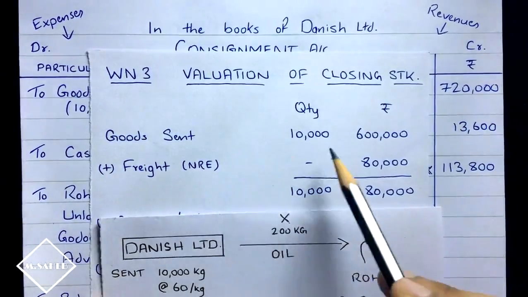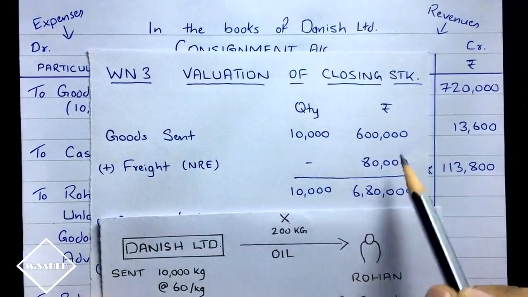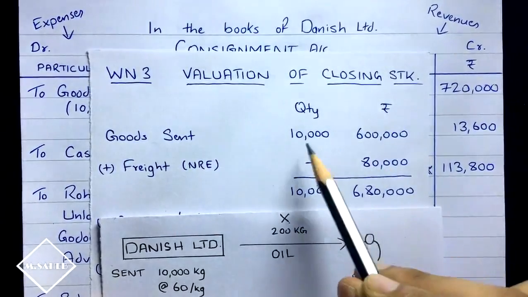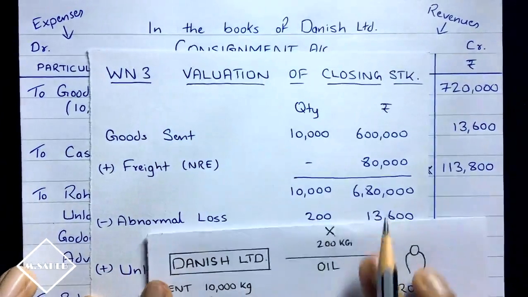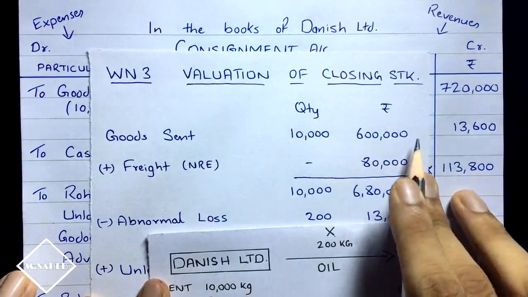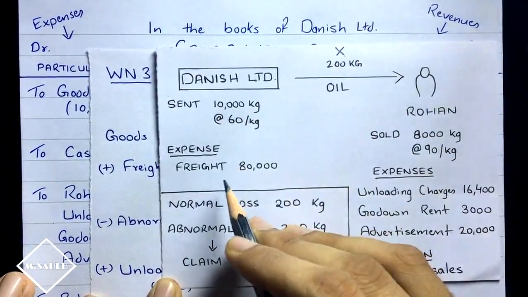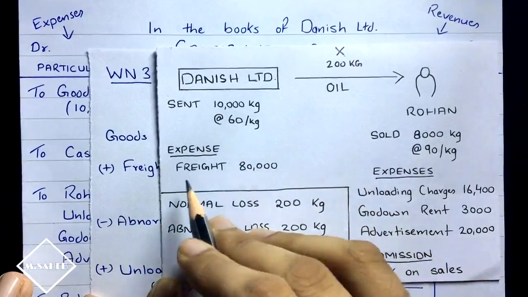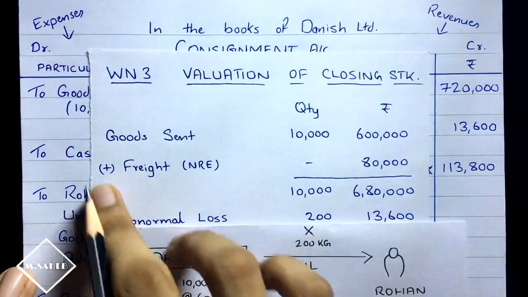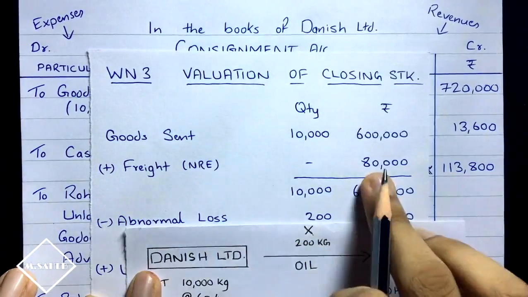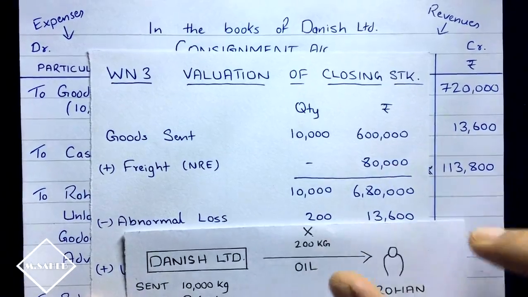How much goods were sent? 10,000 kg of goods were sent. Put that in the quantity column, and then the total value, 6 lakh, right? 10,000 into 60 rupees. At 60 rupees it was sent, so that is 6 lakh. And then a non-recurring expense happened. The consignor incurred an expense of 80,000 on freight charges. Yes, this is a non-recurring expense, so you have to take that, plus freight, the entire amount, not proportionately, because the method is slightly different here.